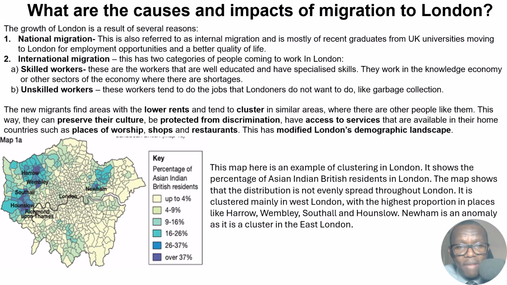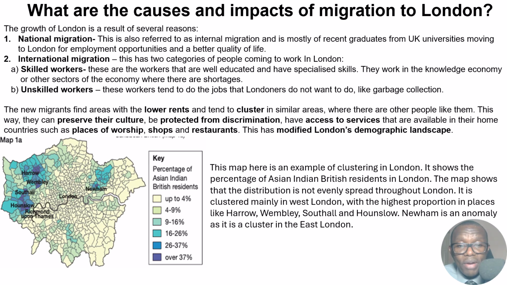We also have a second category of international migration, and that is of unskilled workers. And these workers tend to do the jobs that Londoners might not want to do. So jobs like garbage collection, for example, are jobs that these unskilled workers would do in London. So what are the impacts then of that migration to London?